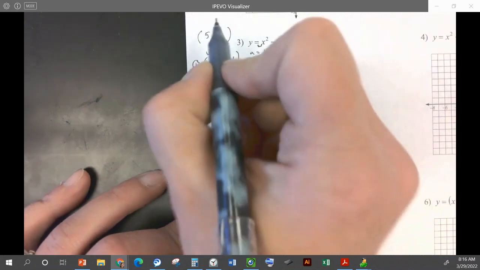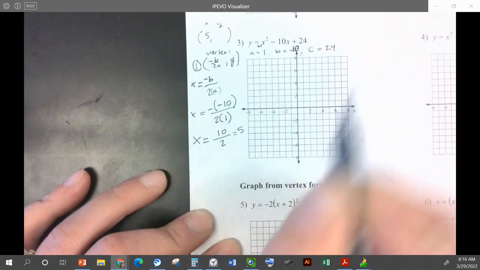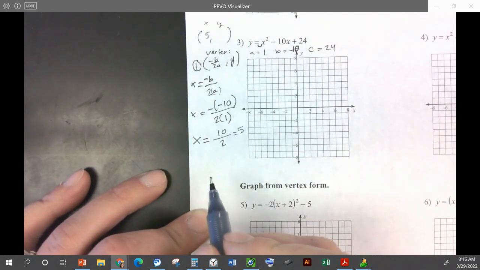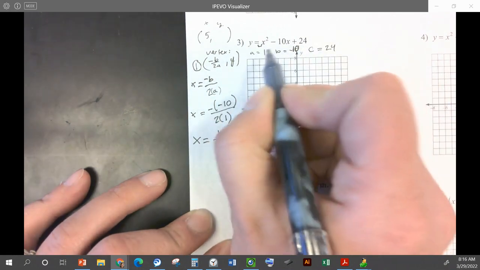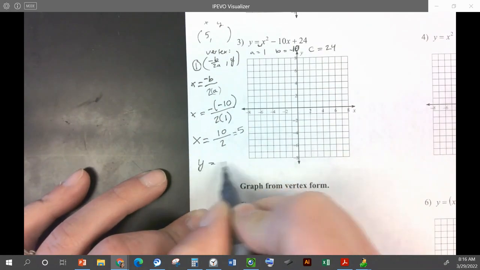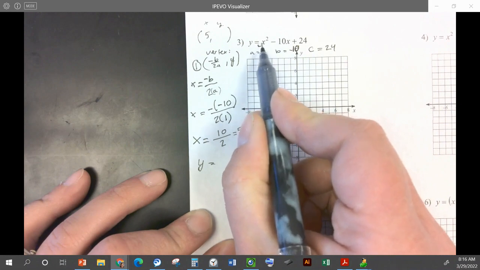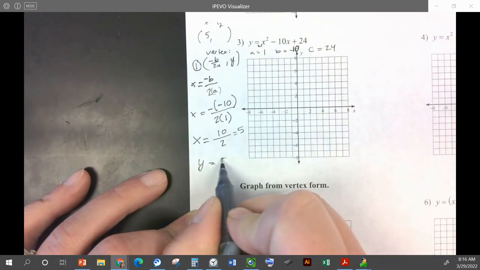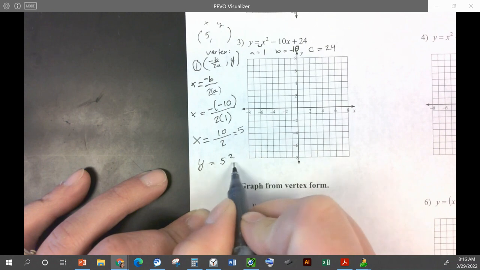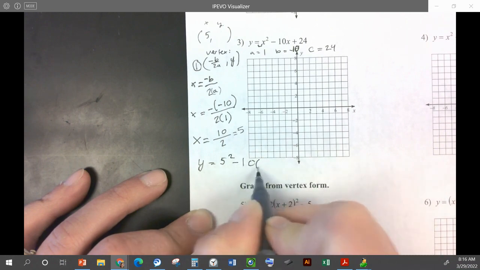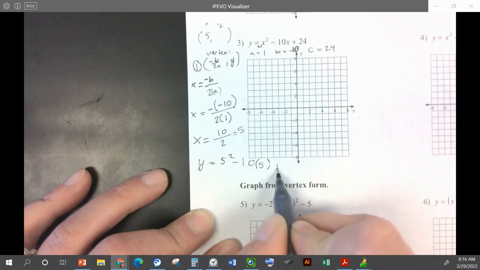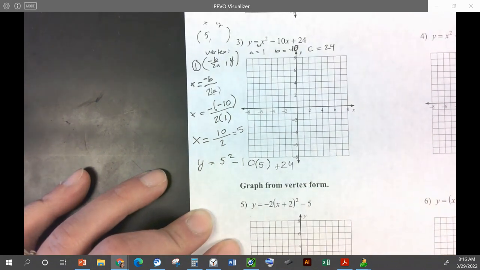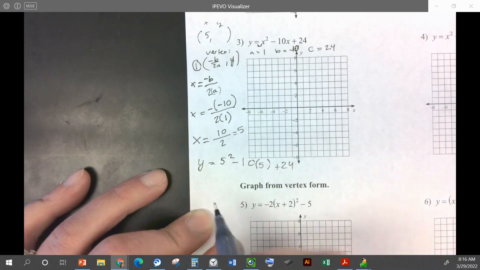All right, so we need to find this y. We have x, we need to find y. How do we find y if we have x? Plug it in. Perfect. So we've got this equation that says y is x squared, but instead of writing x, I'm going to say, well, x is 5 right now. 5 squared minus 10 times x, but x is 5 right now, plus 24. So then I simplify and we can find y.